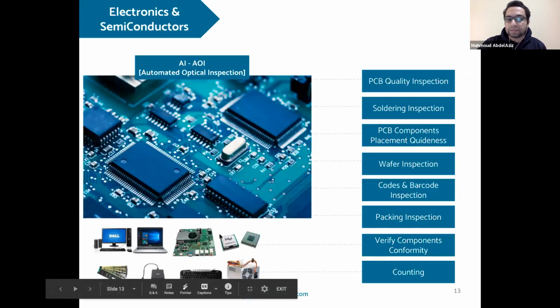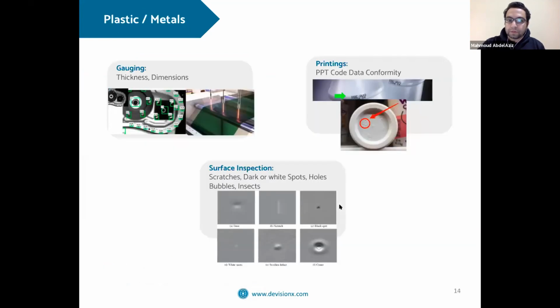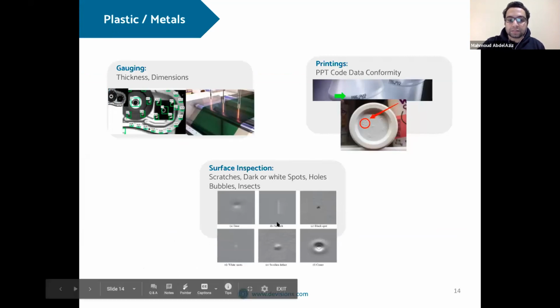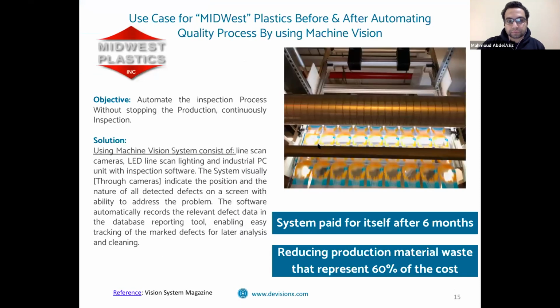In electronics too, there are famous applications like PCB quality inspection, soldering inspection, and component placement on the PCBs, and wafer inspection too. Other applications in plastic, like gauging and plastic sheet inspection, something like that. It can be infrared, and can also be visual too, and date code confirmation.